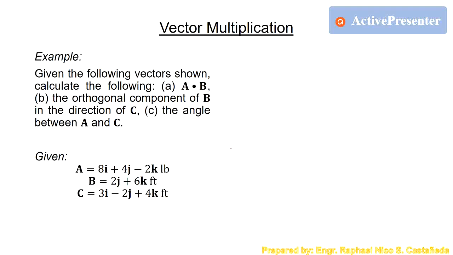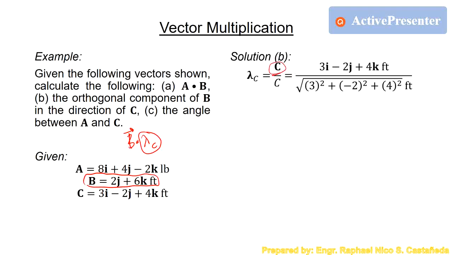For letter B, we have the orthogonal component of B in the direction of C. So of course, the formula is like this. Vector B, we already have the value for that. Then we have the unit vector of C, which we don't have yet. So let's solve for the unit vector of C, which is C vector divided by its magnitude.